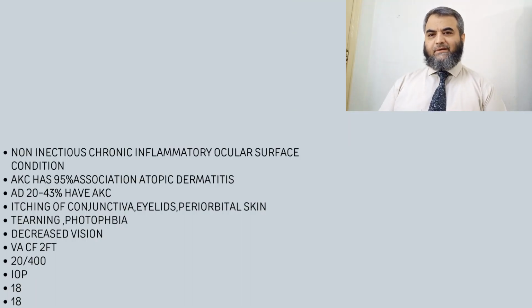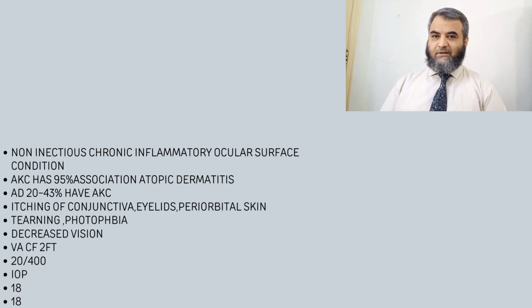Atopic keratoconjunctivitis is basically a non-infectious corneal inflammation of the ocular surface. It has a high association with atopic dermatitis. Of the patients who have atopic keratoconjunctivitis, 95% can have skin manifestations and atopic dermatitis, while in patients with atopic dermatitis, the chances of developing keratoconjunctivitis are 20 to 40%.